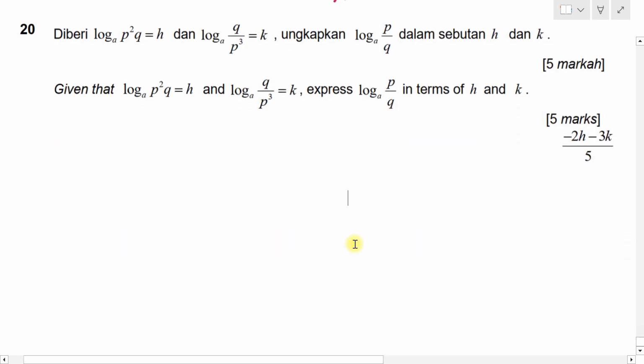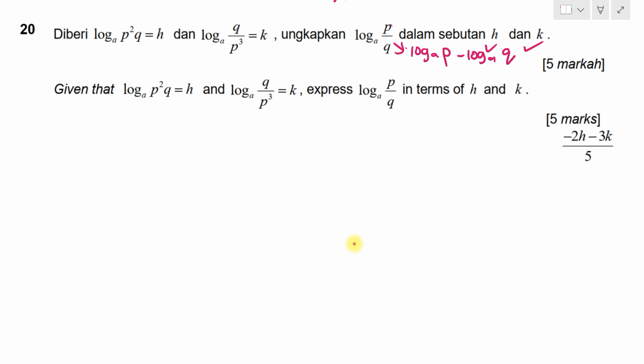Okay, question 20. Log a of P squared Q equals H, log a of P cubed over Q. Okay, they give you all this nonsense. Okay, you need to express in terms of this. So you have to get log a of P over Q. This one we know, log a P minus log a Q. The problem is, this is not P, Q, very simple one. They give you in this form. So we need to modify them.